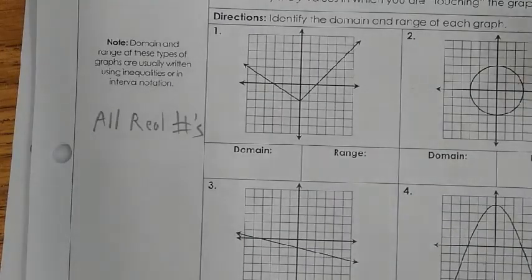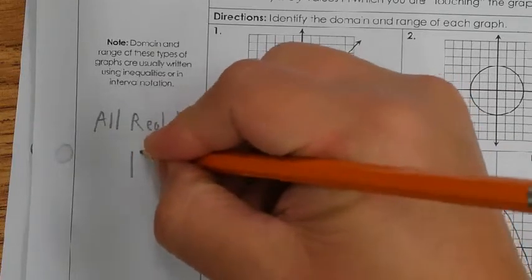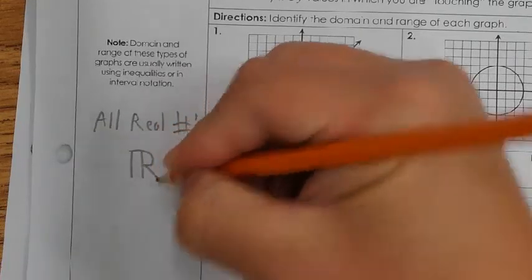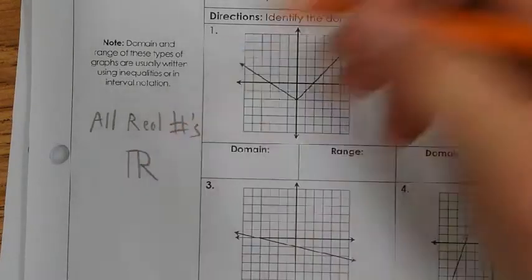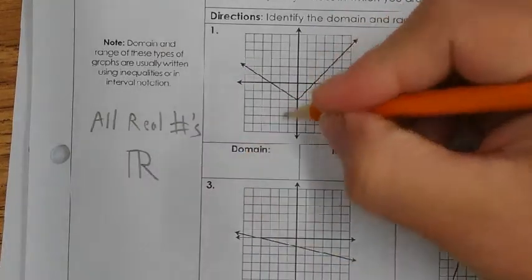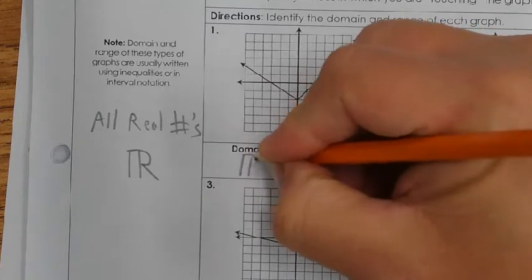The symbol that we use for this is a really weird looking symbol. It looks like an R with another line. So that is the symbol for all real numbers. It's like an R with just another leg. So the domain, since it's going left and right forever, is going to be all real numbers.